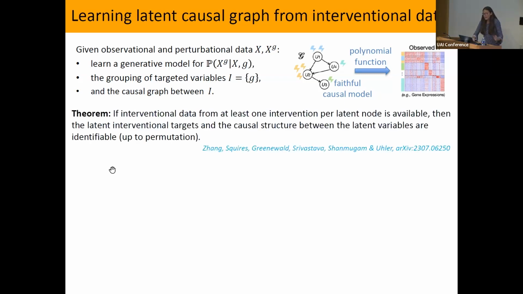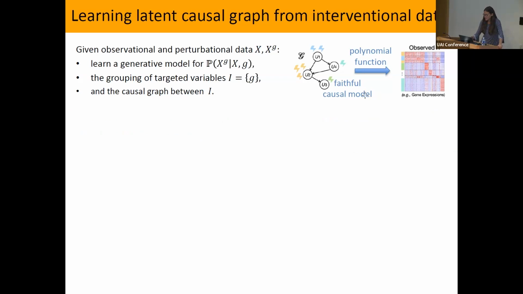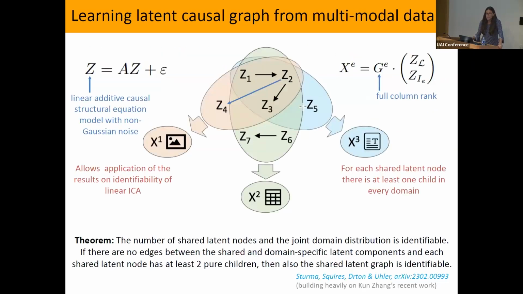And so then we do have this identifiability result: we have to have interventional data from at least one intervention per latent node. Then you can fully identify this causal model, identify which intervention targets which latent node, and then also the causal graph among them. Okay, so much weaker assumptions, and the types of assumptions that we would want to see in results, not the types of assumptions that we unfortunately had to use here.